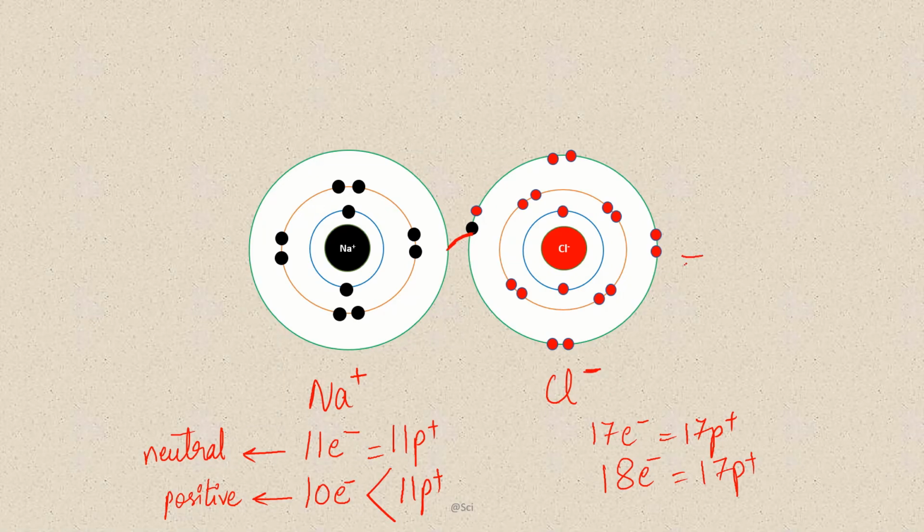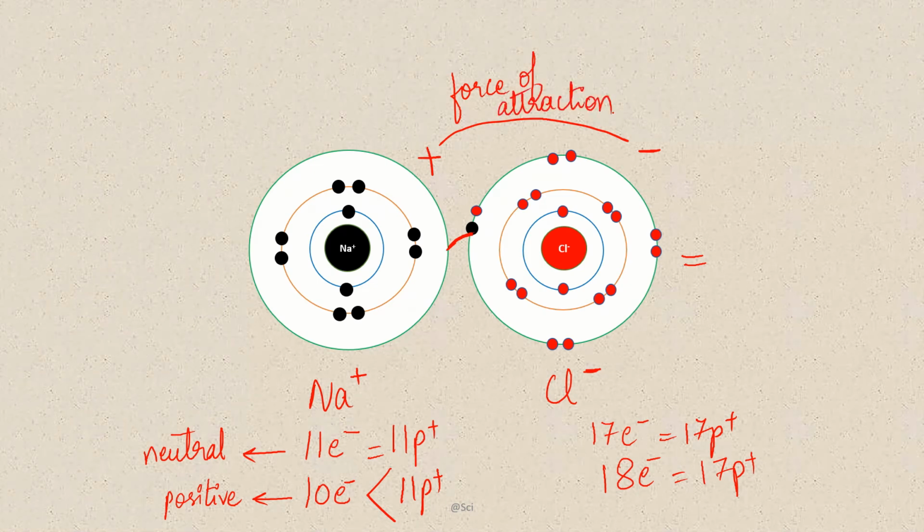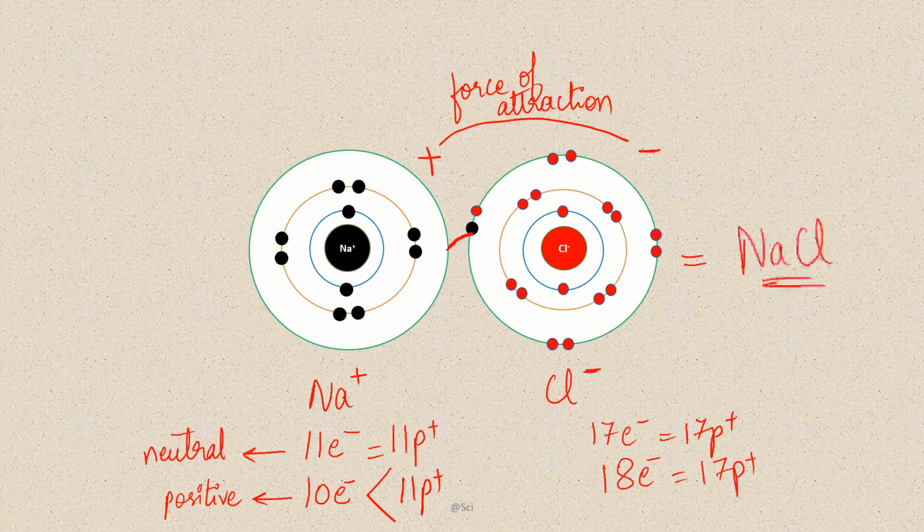And this is an ionic bond, because this becomes plus and this becomes minus, so they both will have a force of attraction. This force of attraction is very much higher than the ionization energy and the electron affinity energy, and it overcomes those other energies, and then you get a compound which is NaCl.